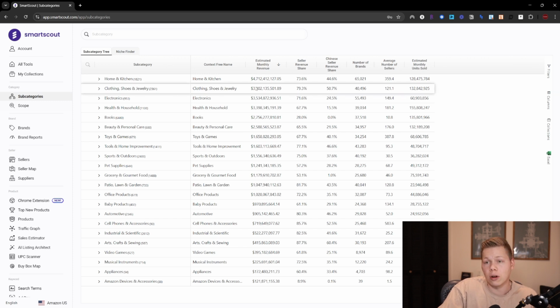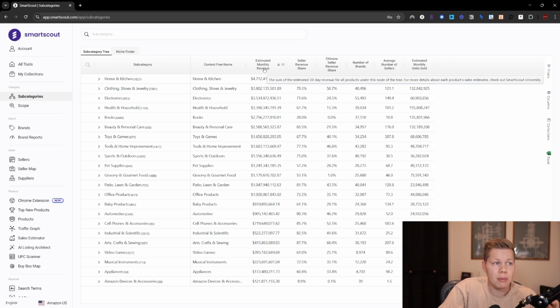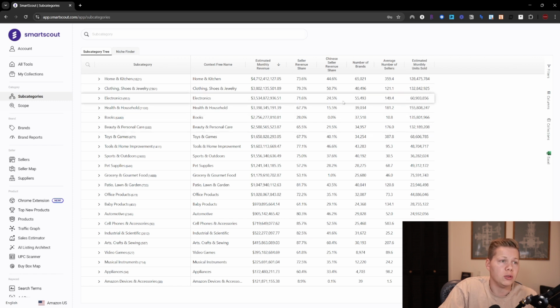And so I have it sorted, which is the default here, by the estimated monthly revenue. So what category makes the most amount of money on Amazon? That is actually going to be the home and kitchen niche or category. This is by far the largest. It has the most revenue, has the most number of brands within it, has the highest average number of sellers, and almost the most units sold. Probably third or fourth for most units sold, but certainly we care about those dollars. So home and kitchen, let's dive into this a little bit.